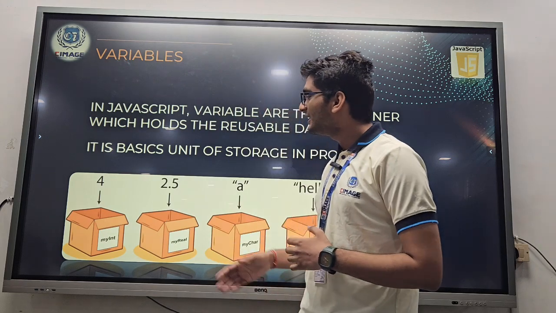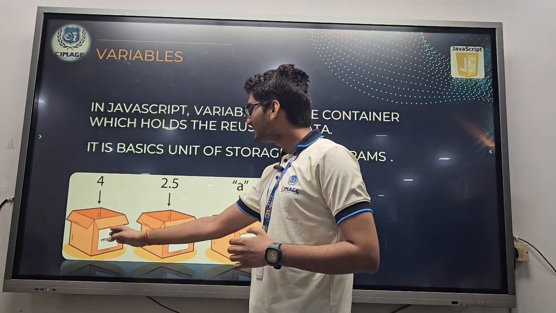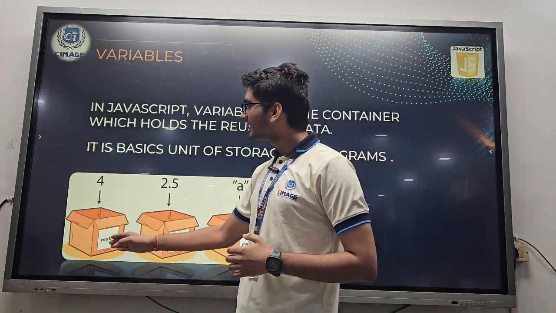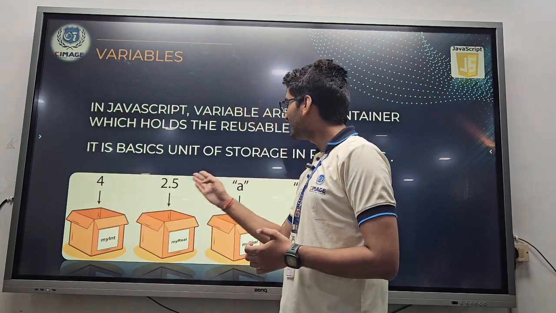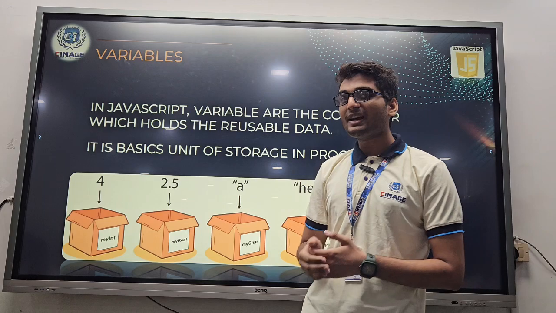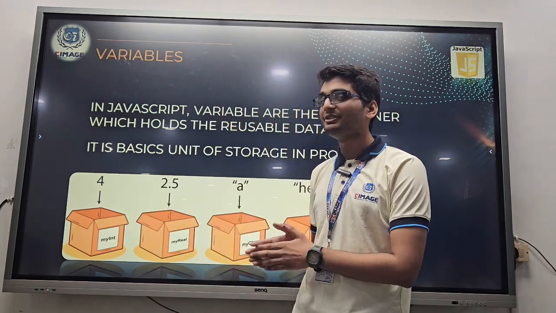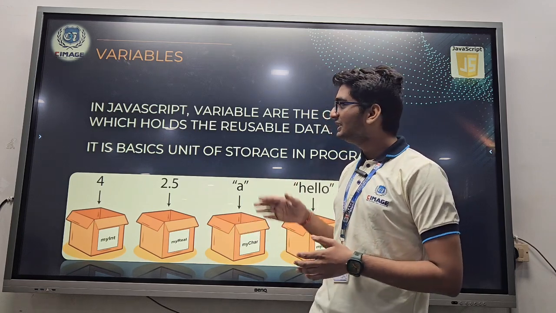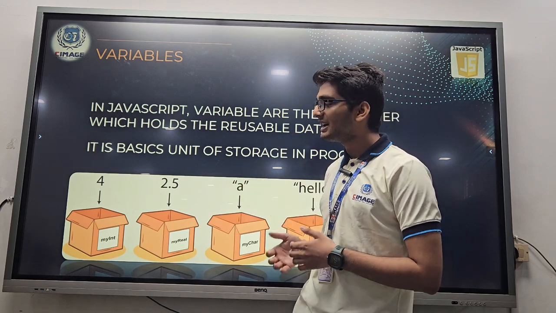As you can see here, the containers are available, and I have given them some names: my int, my real, my character, and my string. Each container holds some value such as 4, 2.5, a, and hello. These are called values, and the container which holds these values acts as a variable. So this is the concept of a variable in JavaScript.